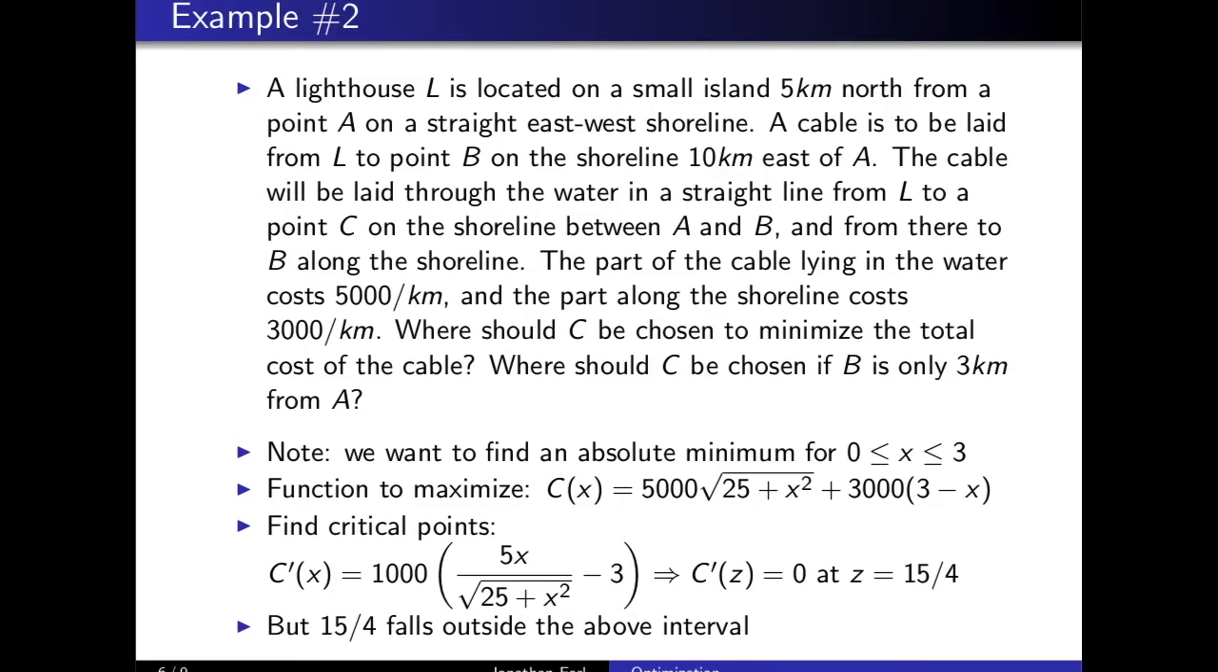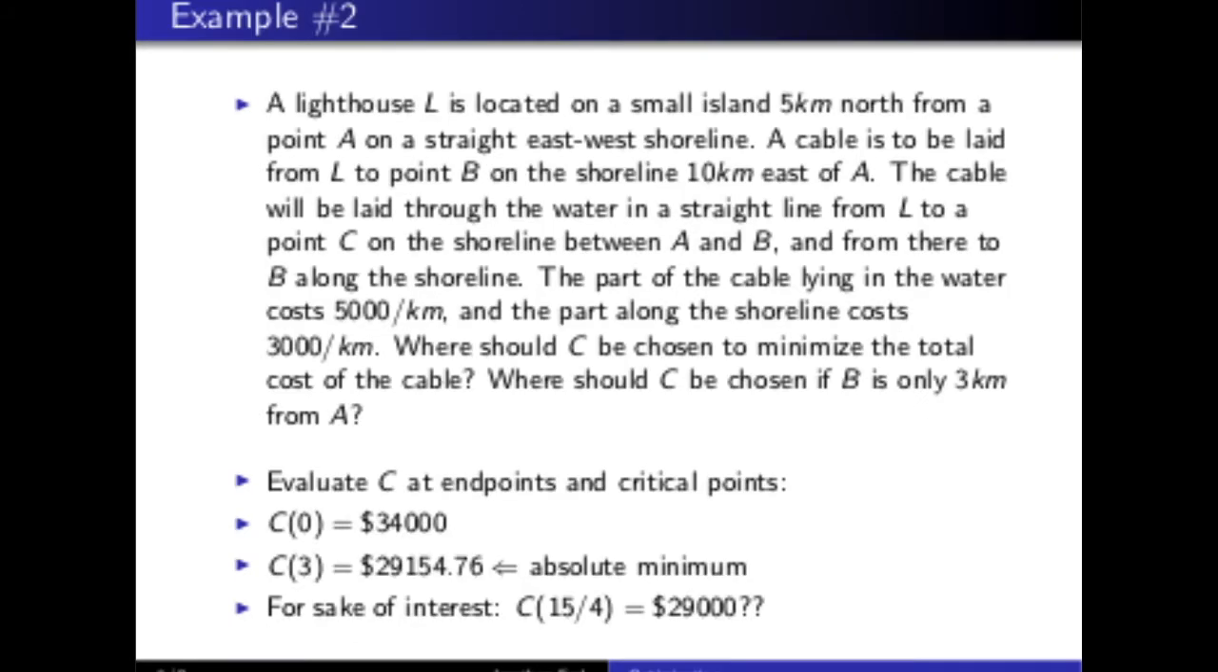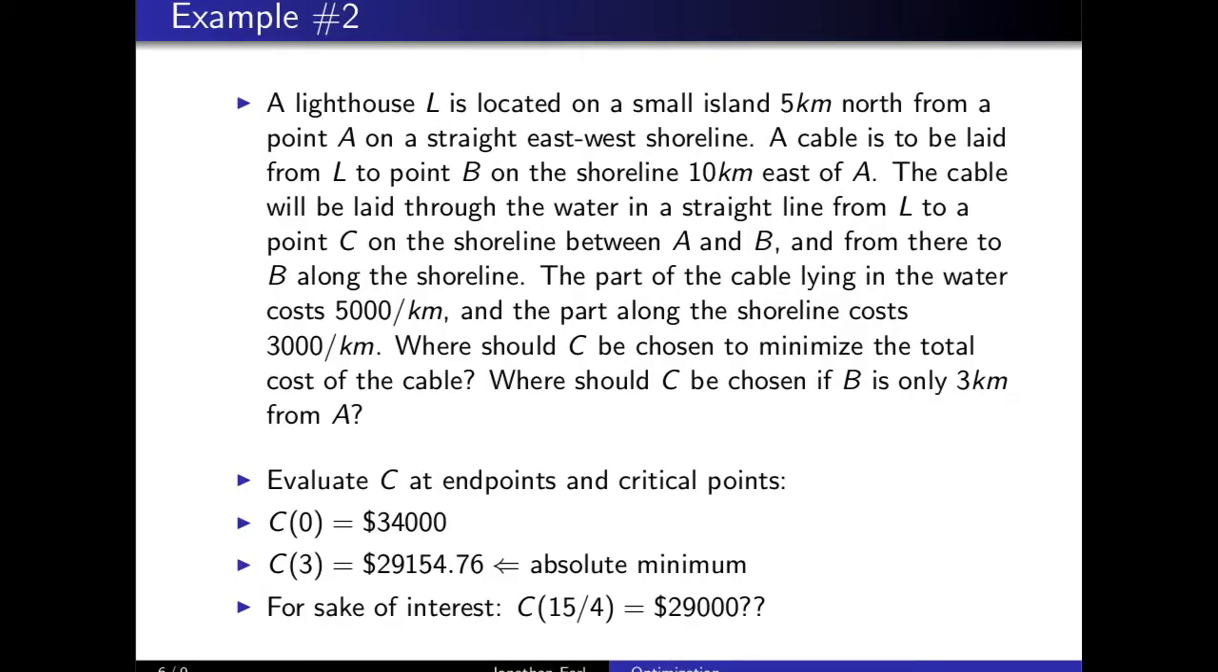So we'll still get that critical point at 15/4, but now because we're looking at this where x is going to range between 0 and 3, 15/4 is outside of our interval. So we're not going to be interested in it when we go and we look for our absolute minimum. Okay, so to find our absolute minimum, we're just going to go and put our two endpoints back into the original interval, and we see that the cost is lower if we just have the cable go from the lighthouse all the way to the point B.